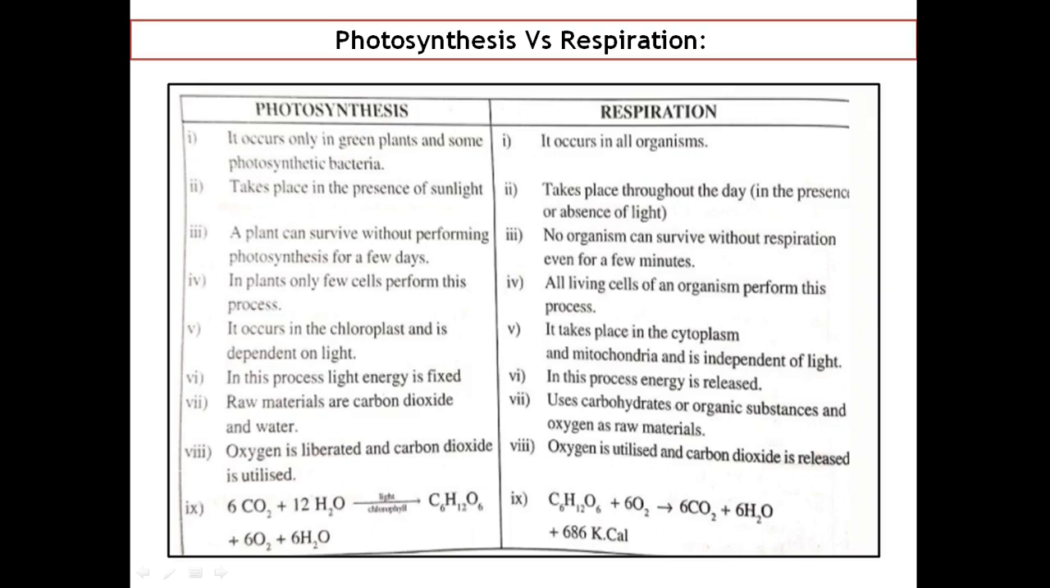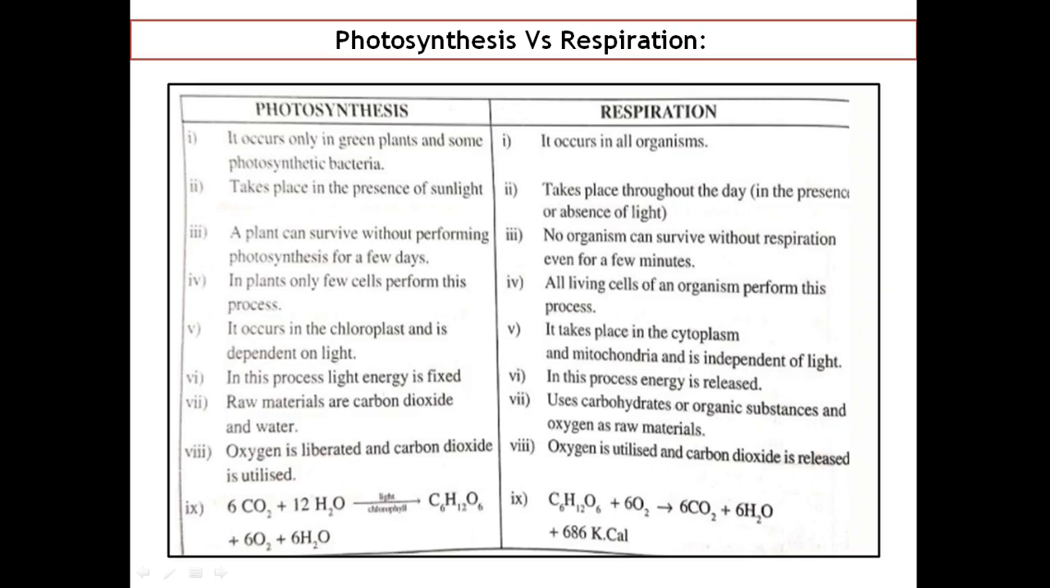In photosynthesis, oxygen is liberated and carbon dioxide is utilized. In respiration, oxygen is utilized and carbon dioxide is released. And coming to the equation, carbon dioxide and water in the presence of light and chlorophyll produce glucose, oxygen and water, whereas in respiration, glucose plus oxygen gives carbon dioxide, water and energy.